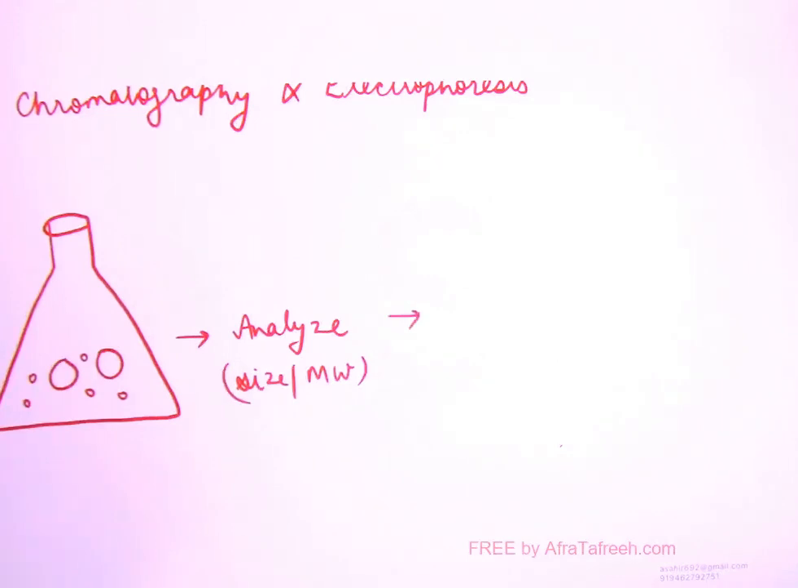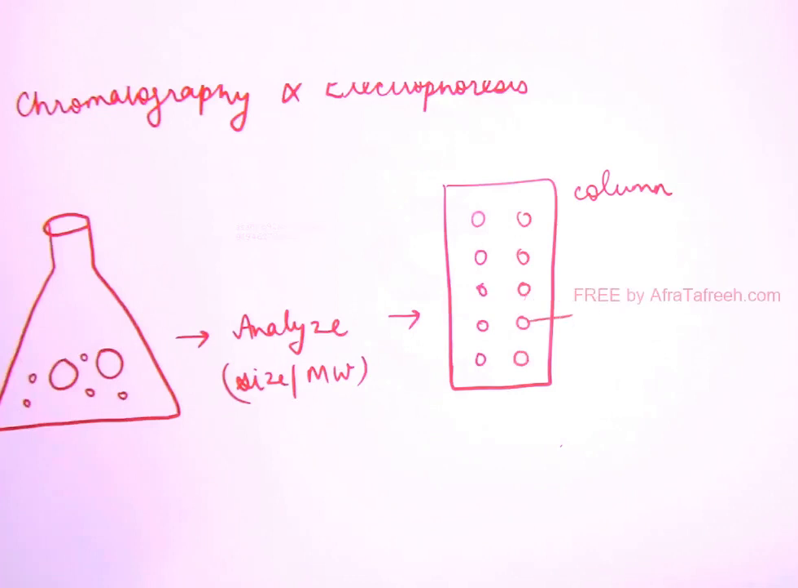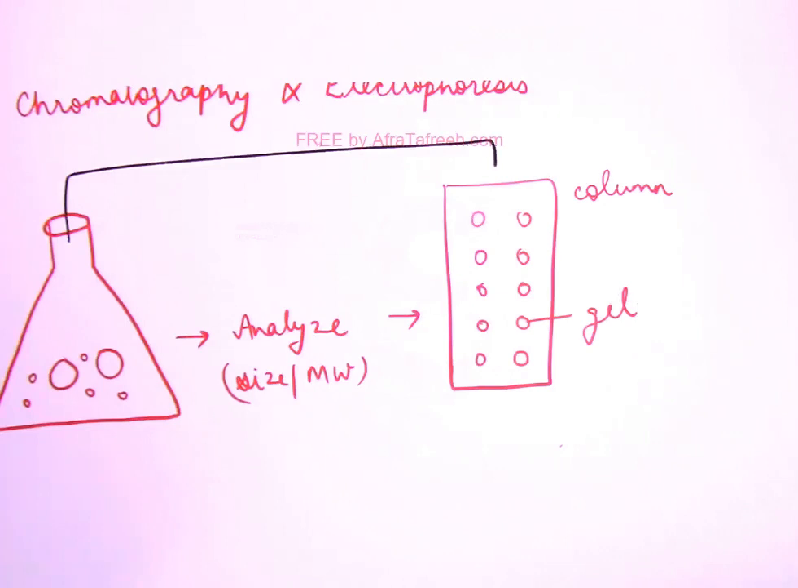So when we know that the difference is in size or molecular weight, then we will take a column. This is a column taken. In the column, we will take gel molecules. The size of the gel is such that the smaller protein can enter the gel, but bigger protein cannot enter the gel, right? Now we will pour the mixture on the top of this column.